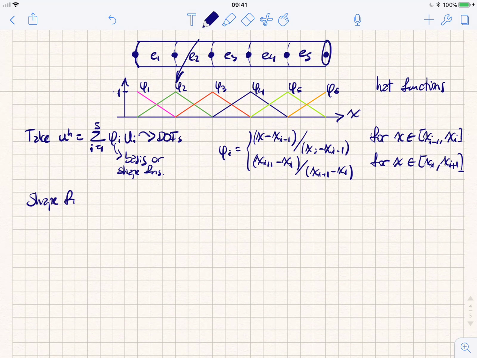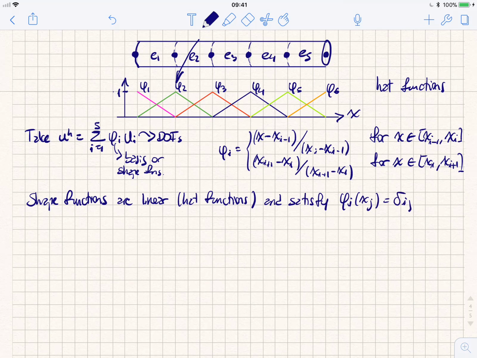So shape functions are linear hat functions and satisfy phi of I evaluated at xj is equal to delta ij. So xj here is basically the location of a node. It's not a coordinate, it's the location of a node. Okay?